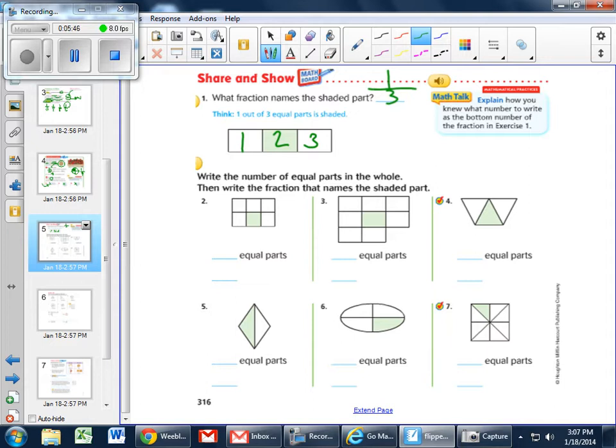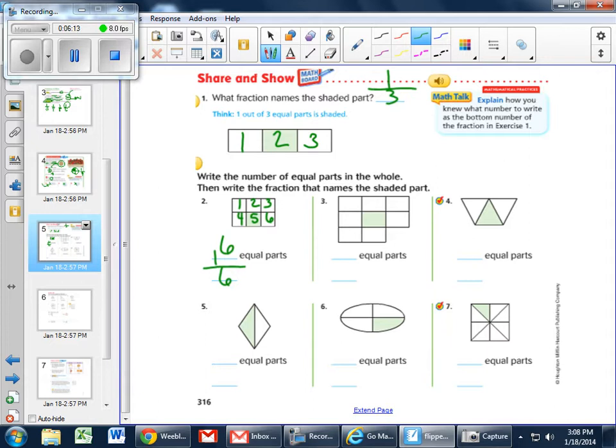Man, this is easy. I love this. Write the number of equal parts in the whole, then write the fraction that names the shaded part. So again, you're going to start by numbering. I have 6 equal parts. So the equal parts is going to be my denominator. Put my fraction bar above it. How many of those are shaded green? I see 1, so your fraction is 1/6. Yours will be written nicer since you don't have that big old fat marker with you.